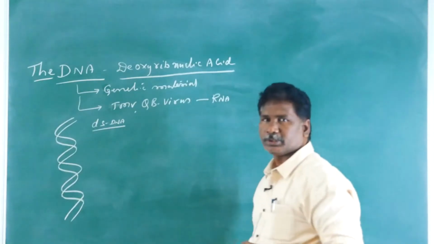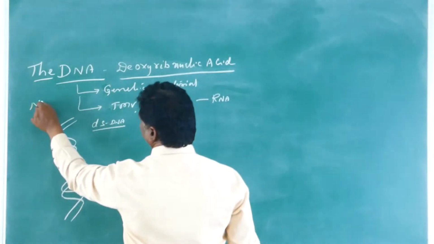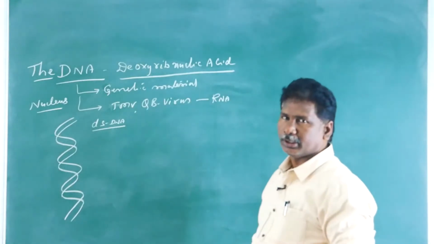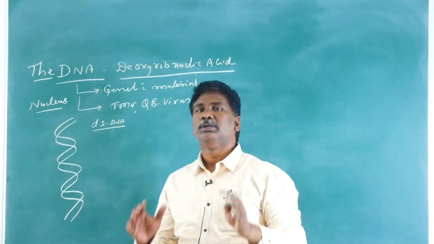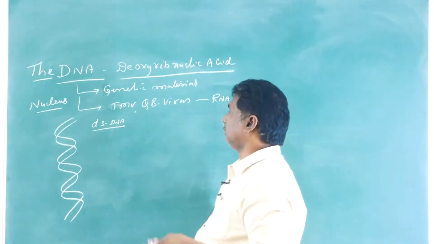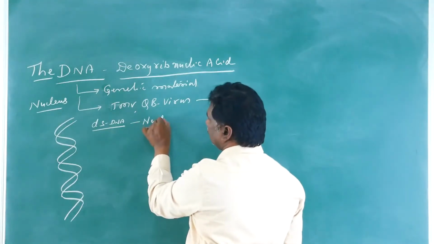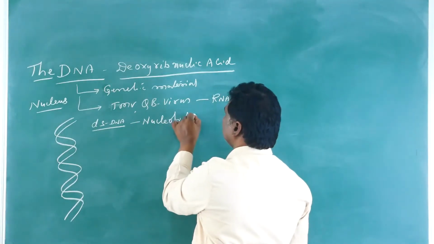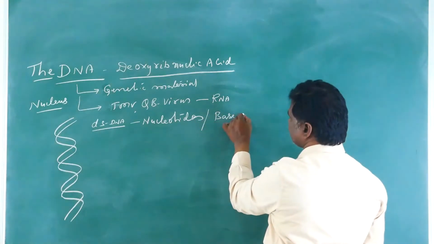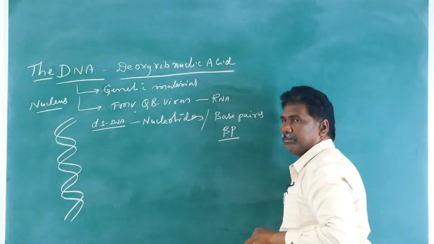Generally double stranded DNA. It is mainly present within the nucleus. The DNA is a phosphorus containing giant molecule. The DNA structure has a large number of nucleotides. A large number of nucleotides are simply said to be base pairs, abbreviated BP.